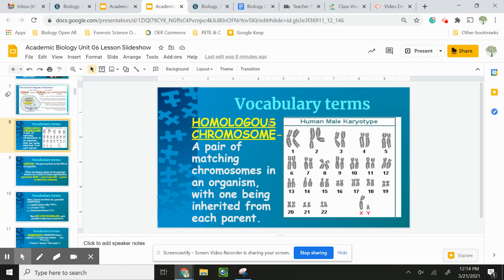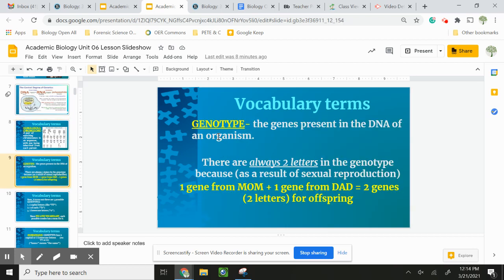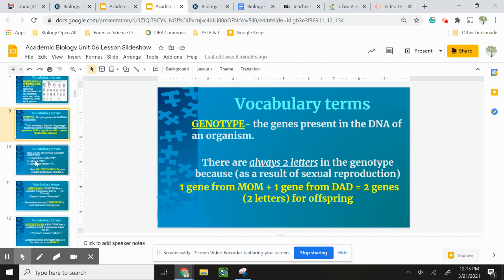But homologous chromosomes, we're going to be thinking about these as we move through the unit. One chromosome was inherited from mom and one was inherited from dad. More vocab. Genotype is referring to the genes present in the DNA of an organism. There's always 2 letters that make up your genotype because of one gene coming from mom and one gene coming from dad.